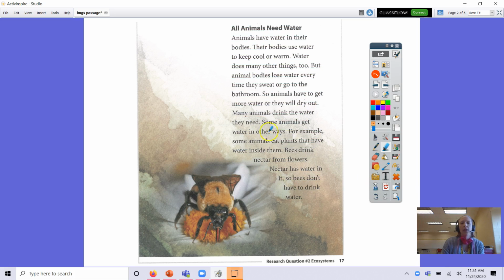All right, now I'm going to think about what was important. I felt that it was important, since this is about water, that they use water to keep cool or warm. I also felt that it was important that if they don't have water, they will dry out. I also felt that it was important that some animals drink water while others get it from the plants that they eat. And then also, bees drink nectar from flowers which have water in it.